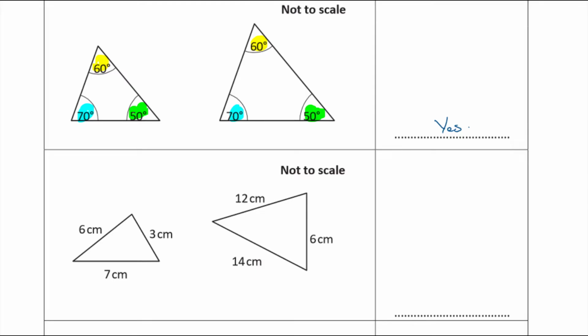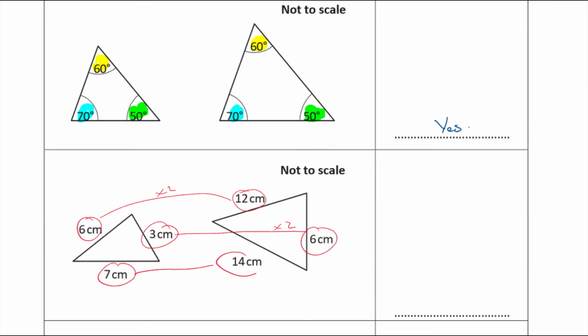Well, as well as all the angles being the same, we could have all the sides in the same ratio. So if this is 6 and it goes with this 12, look, that is a factor of 2. It's twice as big. This one to this one is twice as big. This one to this one is twice as big. So all these sides are in the same ratio. They're all twice as big on the second one as they are on the first one.